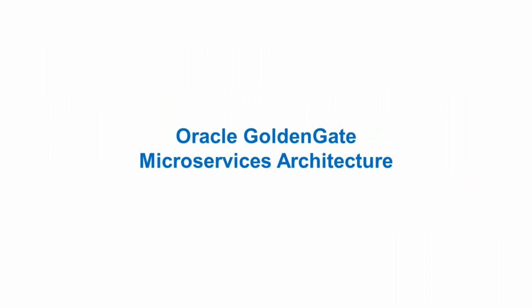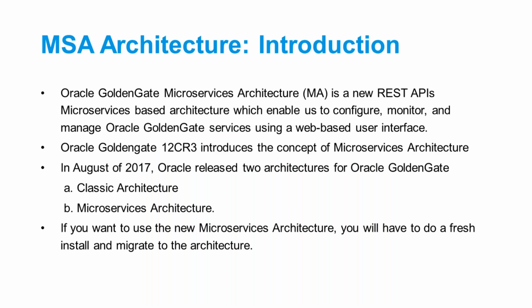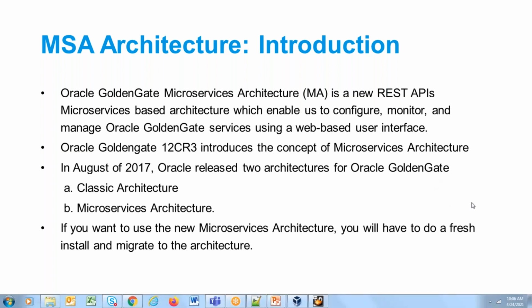Now let us discuss the microservices architecture, and then we'll move to the comparison between Data Guard and Golden Gate. Microservices architecture is a new REST API based architecture which enables us to configure, monitor, and manage Oracle Golden Gate services using a web-based user interface.